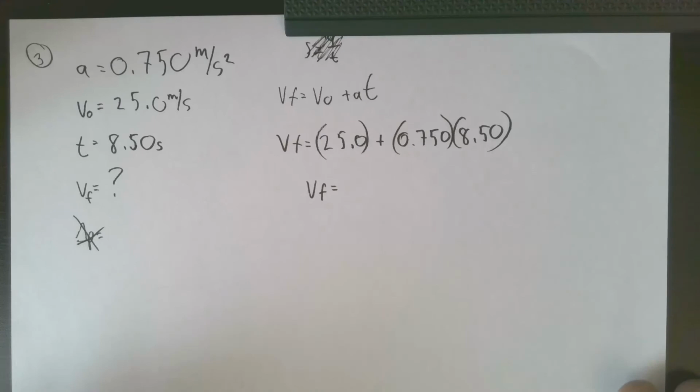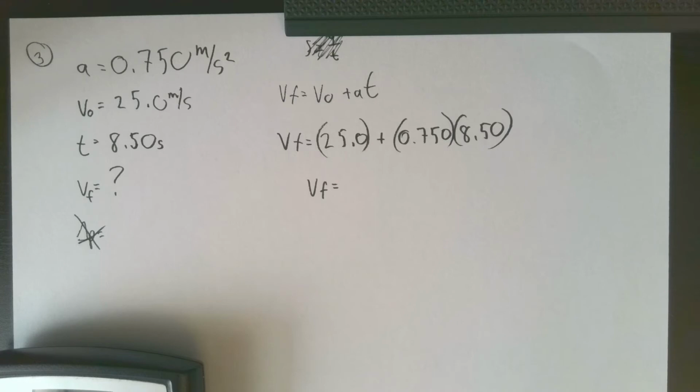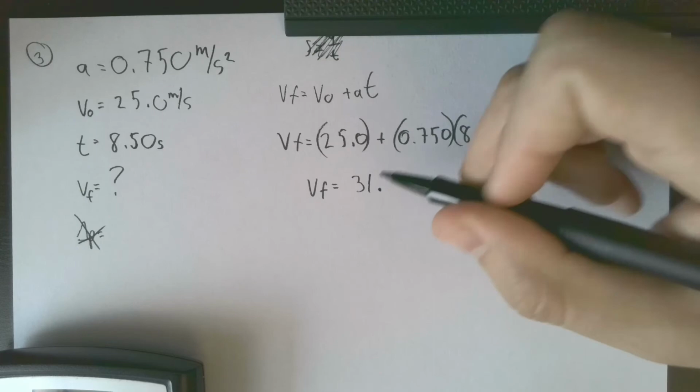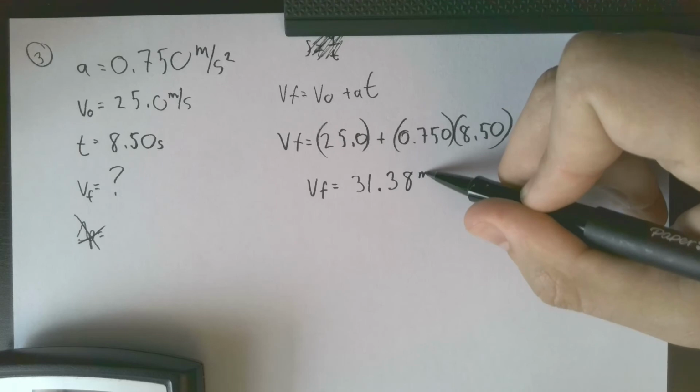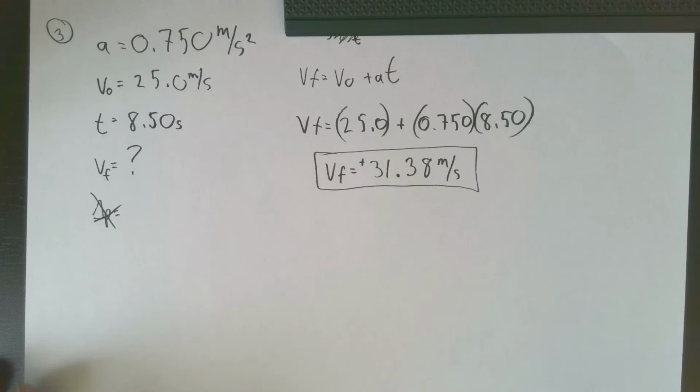And the answer to this, well, I don't know it actually. So it's 25 plus 0.750 times 8.50. So we need three sig figs or more. So you could do 31.4. I'm just going to write an extra sig fig for fun. Technically, I need a plus sign there, but I won't be grading on the plus signs. I only care if you forget the negative. This one's not negative because they don't say it's going west. They don't say it's going down. So we know it's going to be positive.